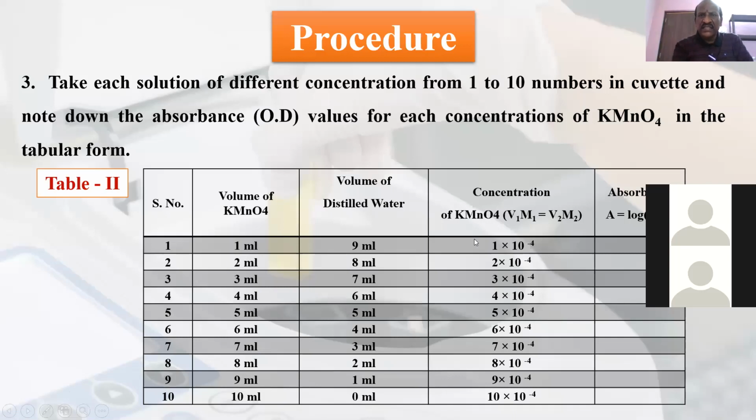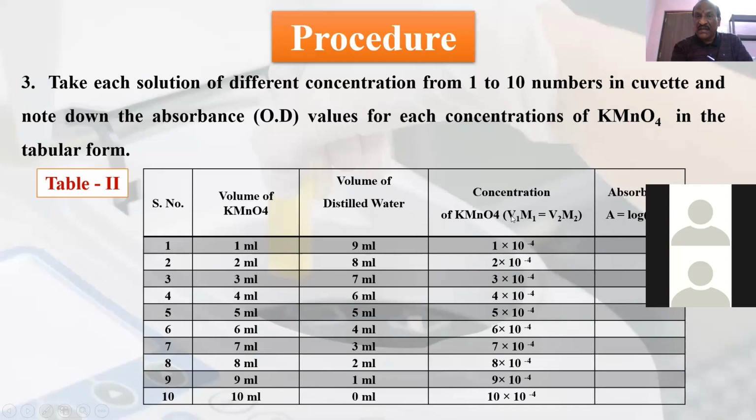So here this value is known. This is 1 ml, 9 ml. This is nothing but calculation. We will use M1 V1 is equal to M2 V2. M1 is known and V1 is known. Here M2 we have to find out. V2 is known.